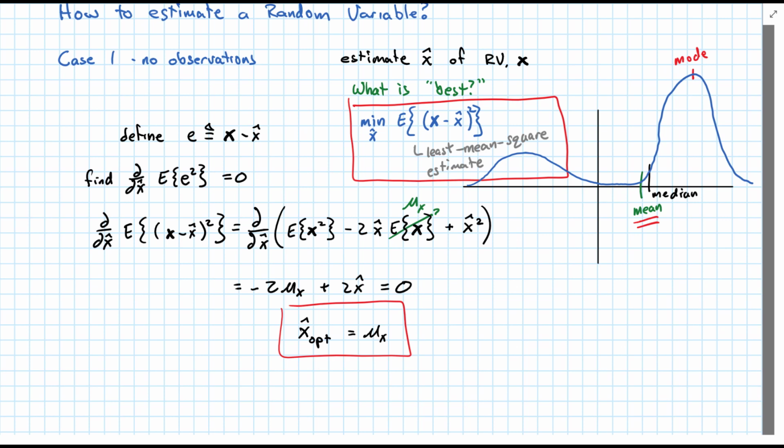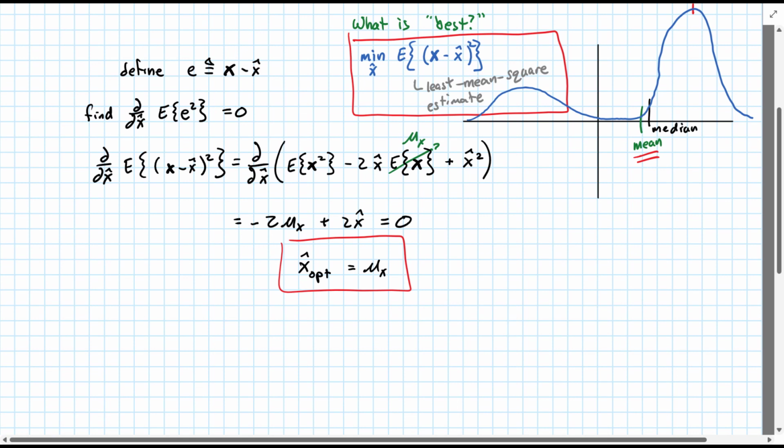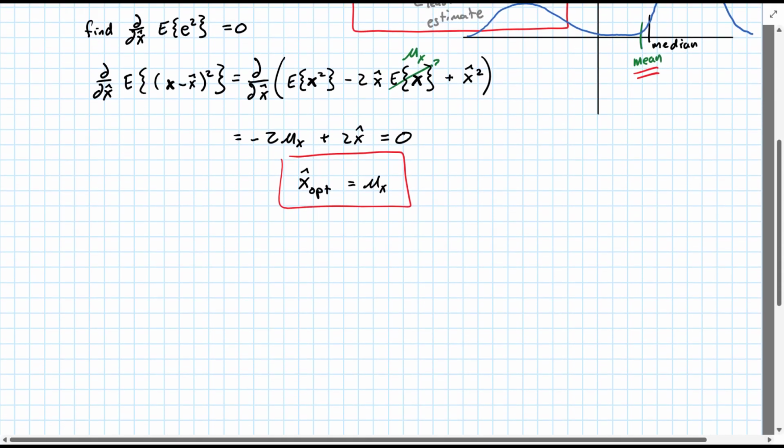So even though in this particular case the mean is between the two modes of our distribution, and so it's unlikely to actually ever appear, by choosing the mean as our estimate of the random variable, we'll have our best possible, lowest mean squared error. So what is that mean squared error? Well, let's take a look.